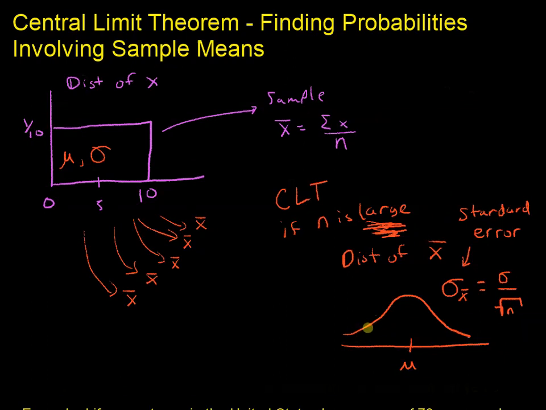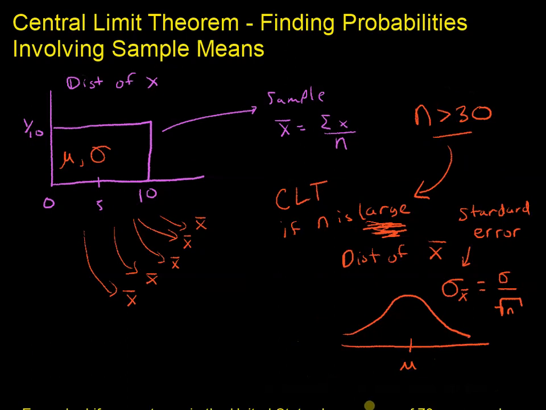Okay, so how large is large enough? Well, it depends a lot on the distribution of the original data, but a general practical rule of thumb is we say, if n is larger than 30, then n is large.